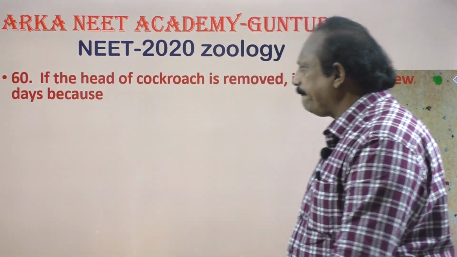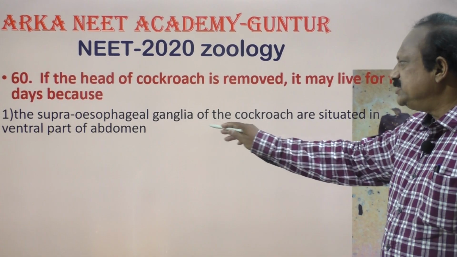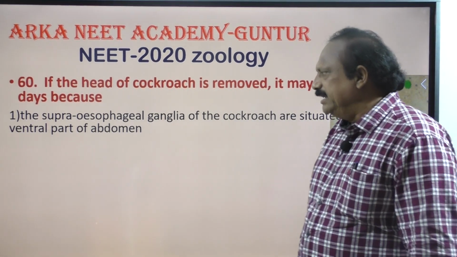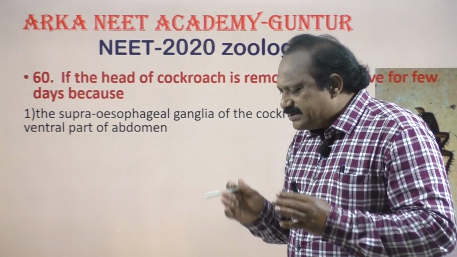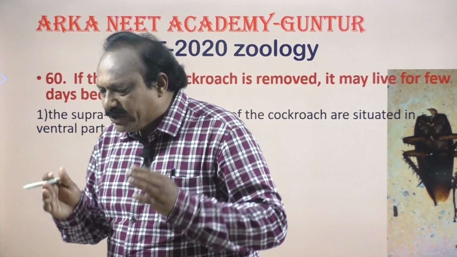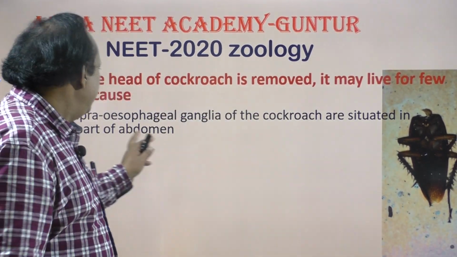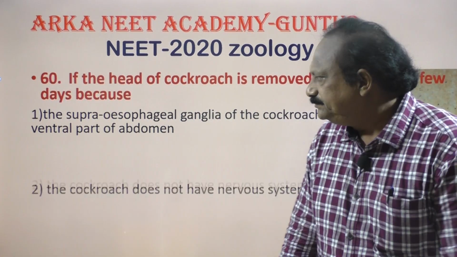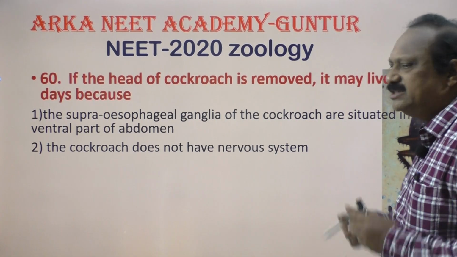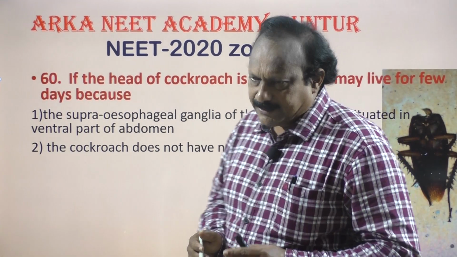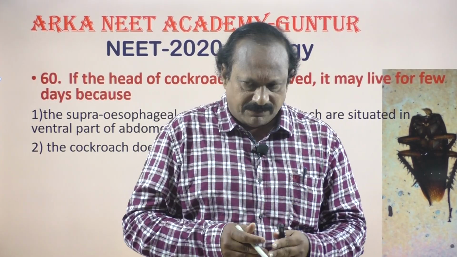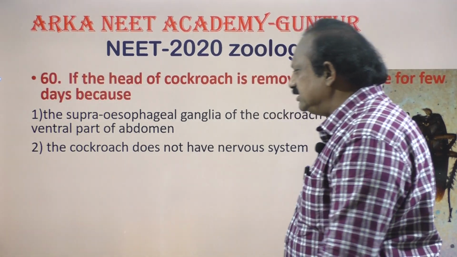Therefore, the answer is this. The supraesophageal ganglia of the cockroach are situated in the ventral part of the abdomen. This is not correct. Supraesophageal ganglia means brain. The brain is located in the head. Therefore, the ventral part of the abdomen is the wrong statement. The cockroach does not have a nervous system. This is also not correct. The cockroach has a nervous system. It has a nerve ring and a double ventral nerve cord. So the second option is not correct.